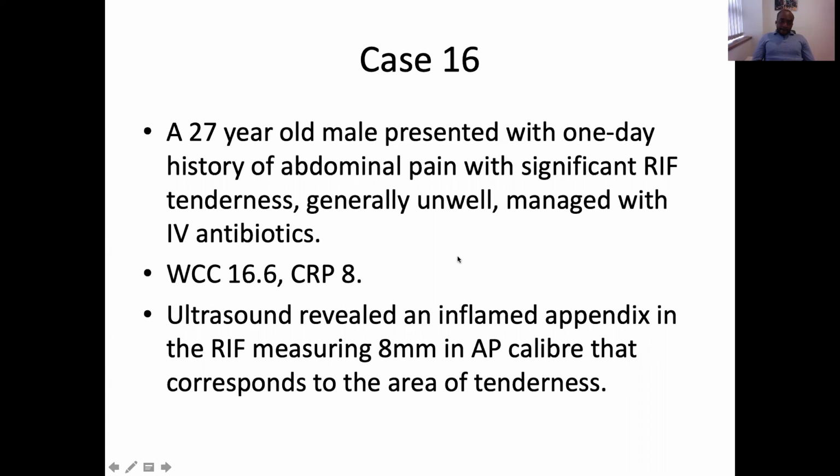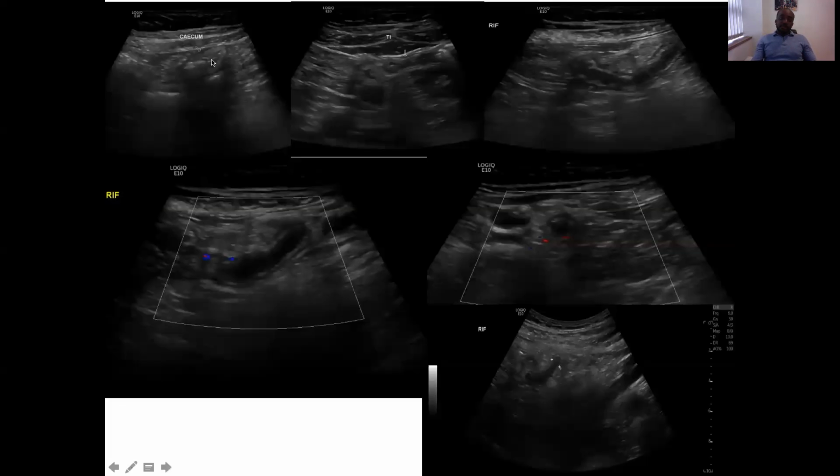So case 16. A 27-year-old male presented with a 1-day history of abdominal pain and significant right iliac fossa tenderness. The patient was generally unwell and was managed with antibiotics. WCC was raised, but CRP was normal, and the patient was sent for ultrasound query appendicitis. Ultrasound revealed an inflamed appendix in the right iliac fossa measuring 8 millimeters in AP caliber, which corresponds to the area of tenderness.